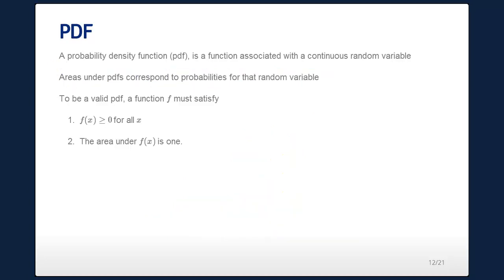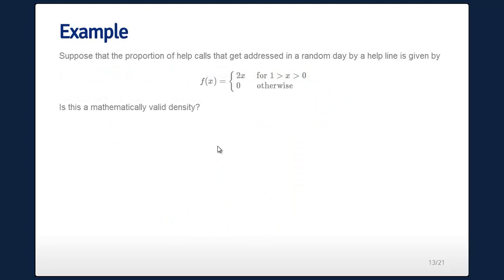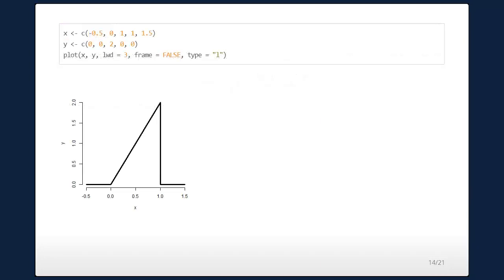Let's go through an example. Suppose that the proportion of help calls that get addressed in a random day by a helpline is given by this probability density. f(x) equals 2x for x between 0 and 1, and 0 otherwise. Is this a mathematically valid density? Good question, Brian. Thank you, Brian. Let's see if we can answer it.